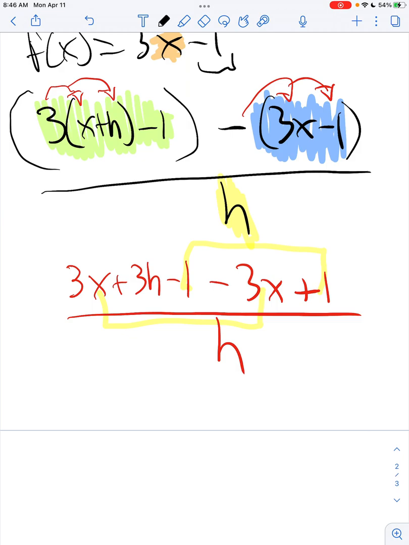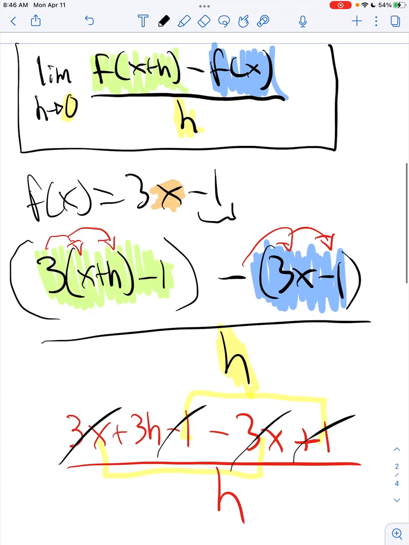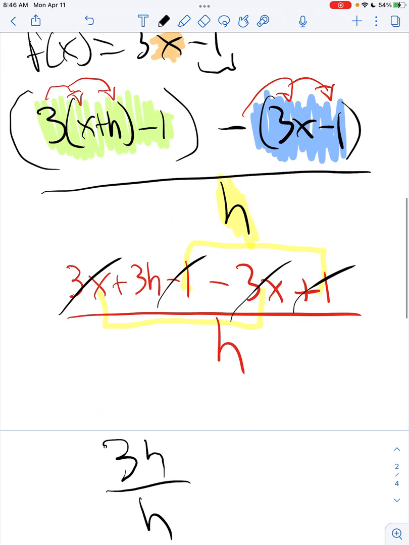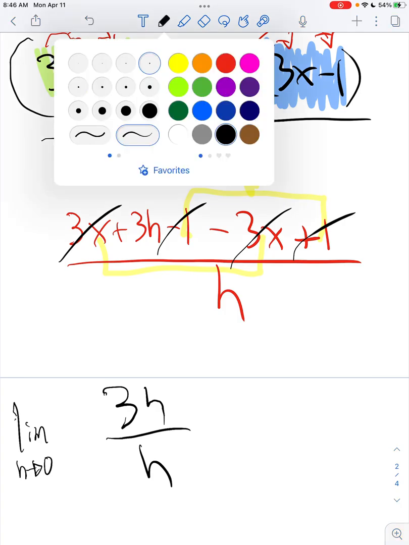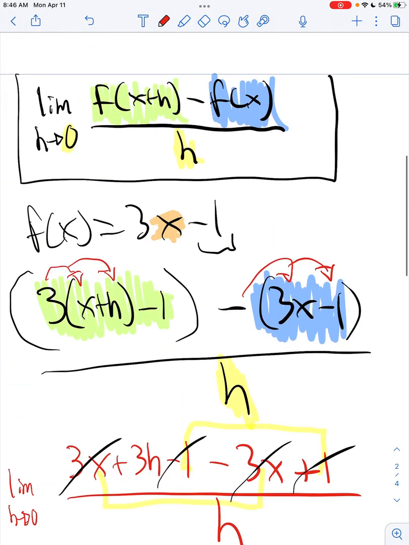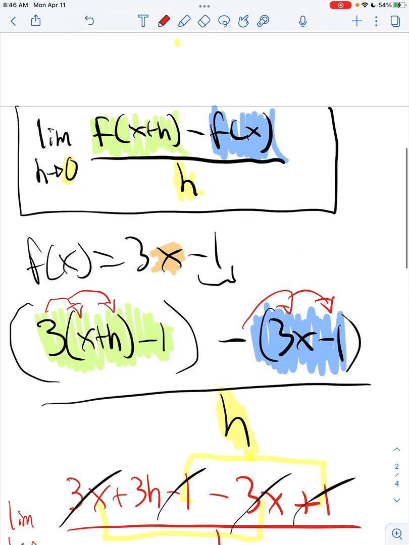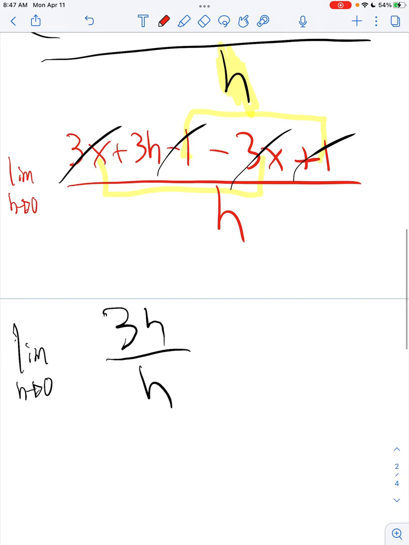Now, Mr. Larson forgot to write it over h. So 3x minus 3x cancels out, negative 1 plus 1 cancels out, and all I'm left with is 3h over h. And again, I was being bad. I should have said the limit as h approaches 0. I should include that here: the limit as h approaches 0.